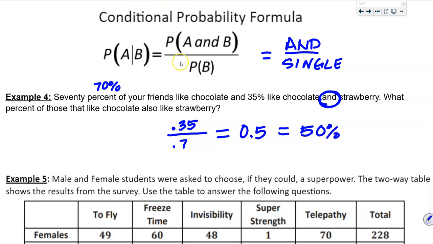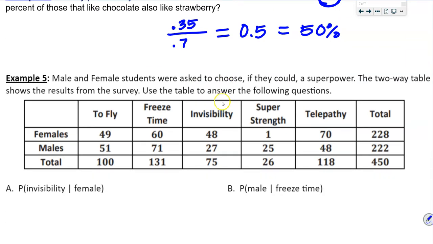Okay, so remember, you're going to put the and statement on top, there's where your and is, and you're going to put your individual one on the bottom. Now, sometimes it'll give you probability of A and probability of B separate, and you're going to have to determine which one you want to put in the bottom, and that's going to be based on the given information again. Okay? So now, down here, we're going to do this with the table.